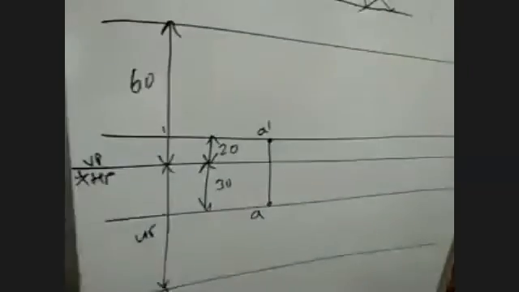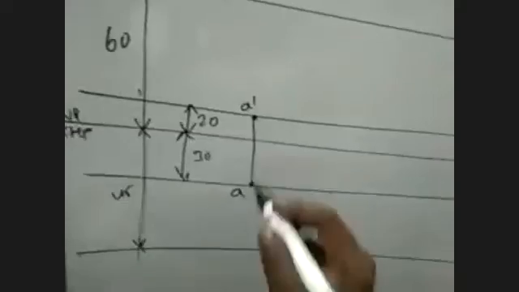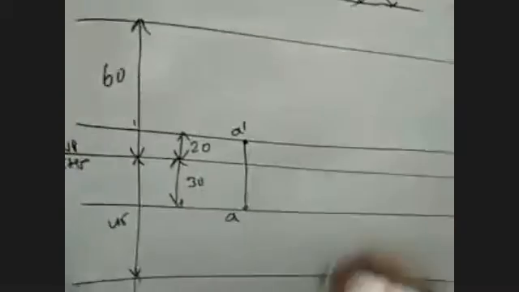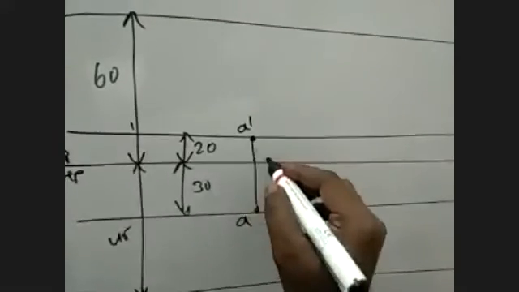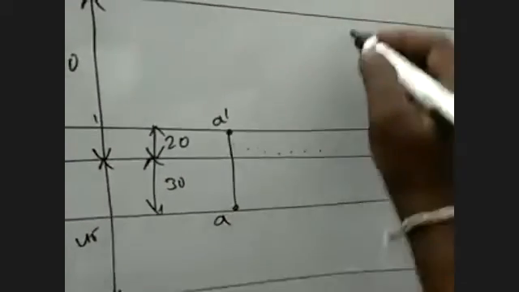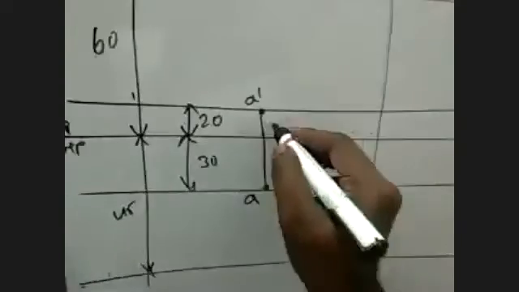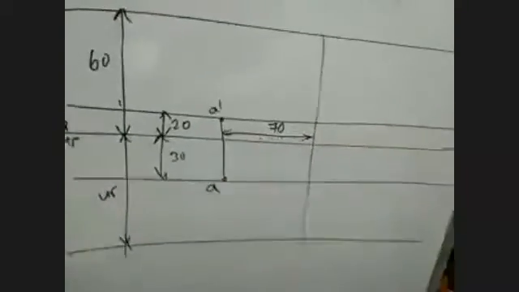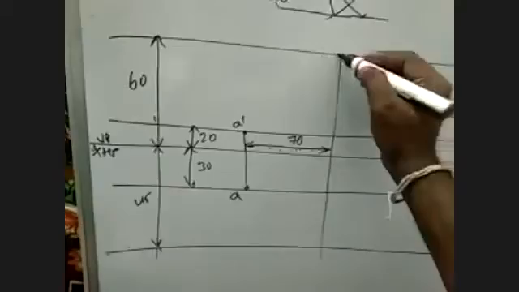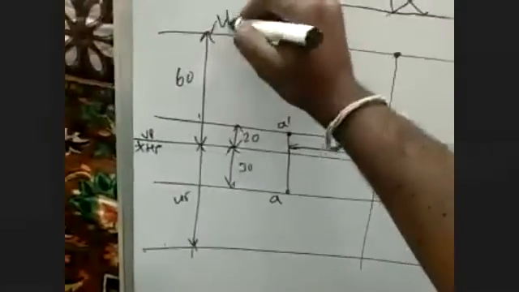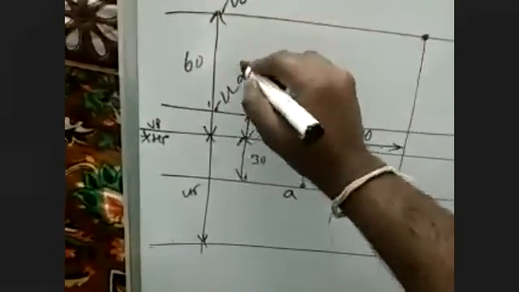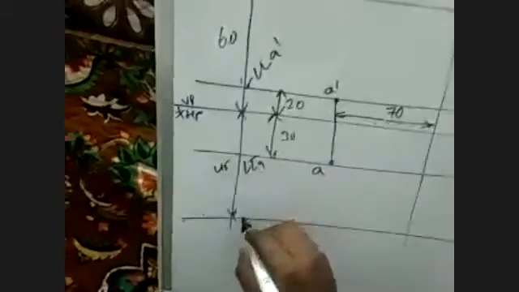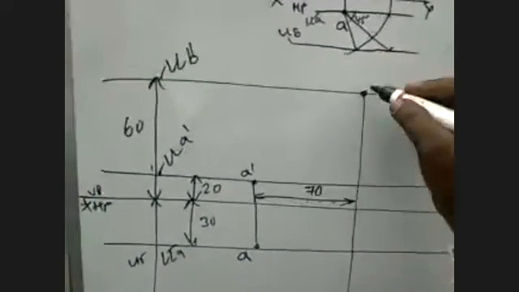The distance between end projectors is 70. So this is a straight line, and the next straight line is at a distance of 70 from it. From here, 1, 2, 3, 4, 5, 6, 7. Here you have to draw a straight line. This distance is called the distance between end projectors, and it is 70. This is called locus line B dash, this is locus line A dash, this is locus line A, and this is locus line B. Is this end point cutting at locus line B dash?